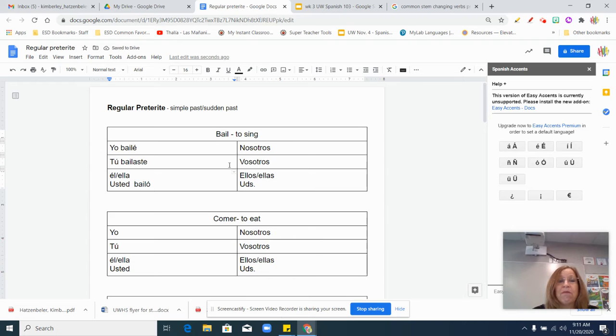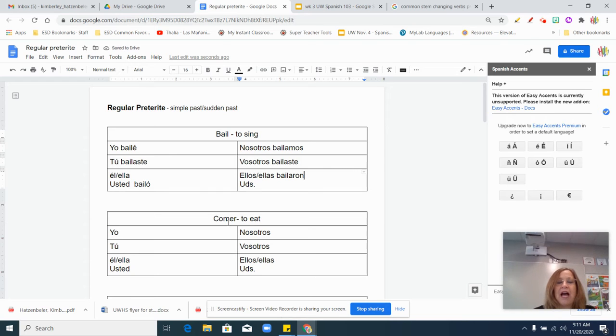So it's bailó. Nosotros bailamos, vosotros bailasteis, and we'll be using vosotros. You'll see it in writing in this UW Spanish class, so good to get used to it. And then bailaron.